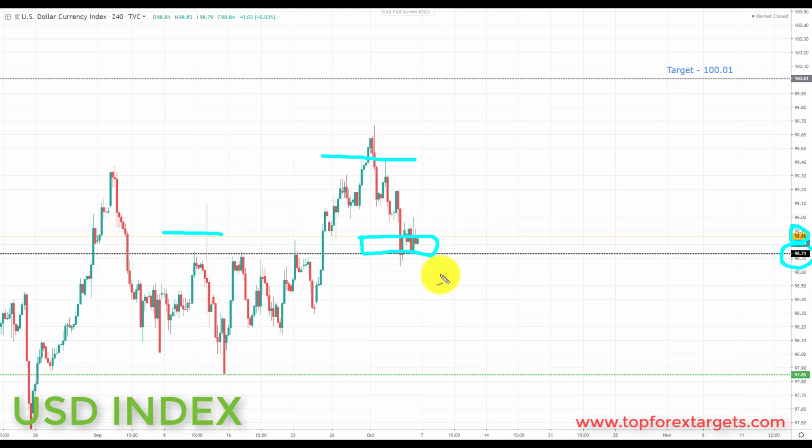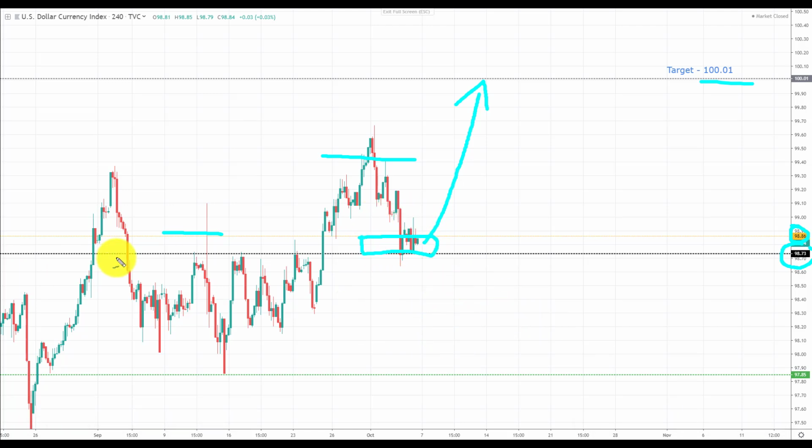So very simply put, going into this week, the opportunities we're going to be looking for are for further advances to the upside in the dollar index. And we're going to be looking all the way up to the next key area of resistance to the upside in the target set, the 100.01. This means that going into next week, we are going in with a bullish bias on the dollar index, and we're going to be looking primarily for long positions in the dollar pairs.